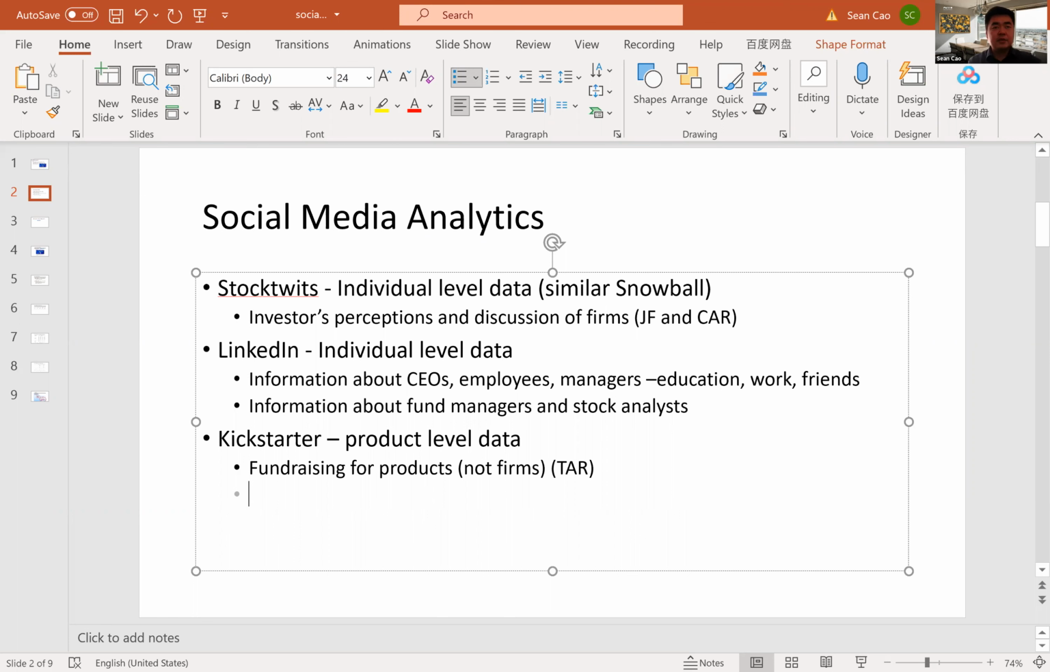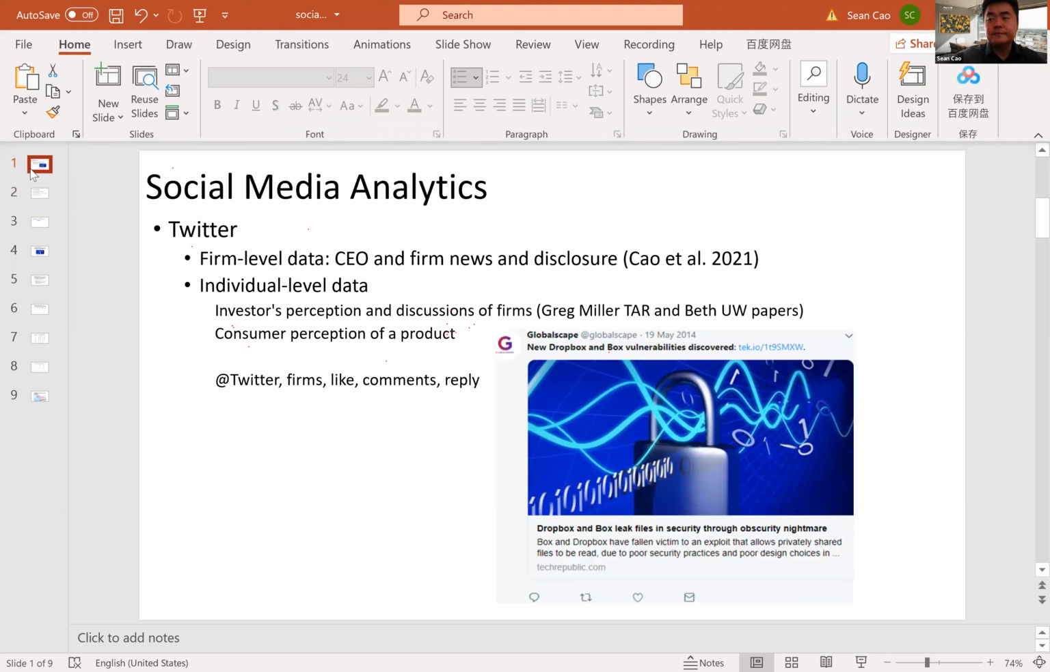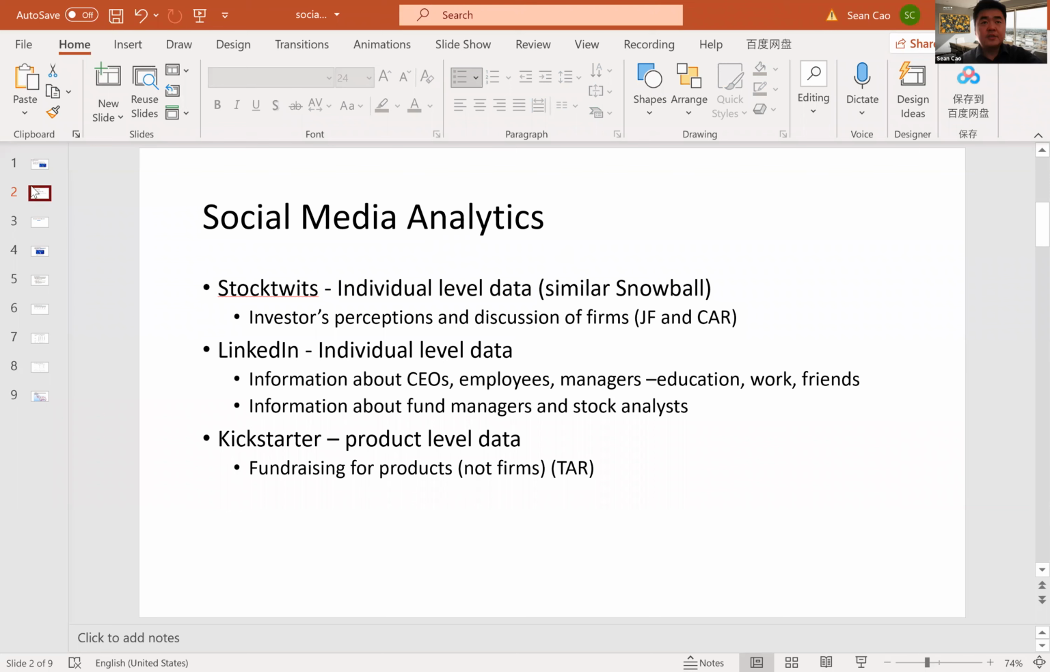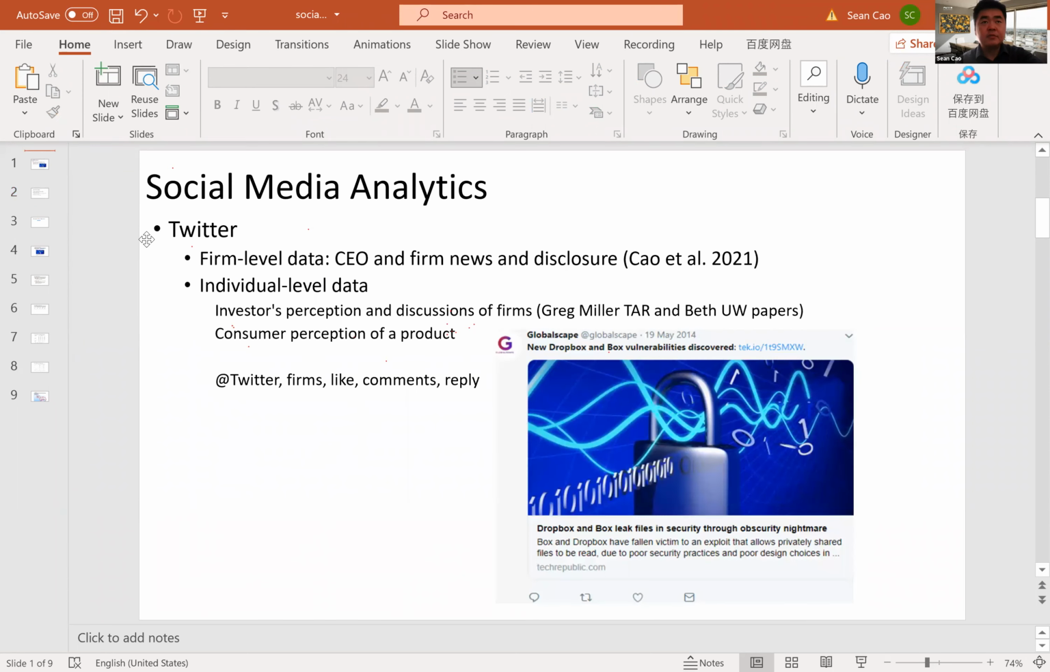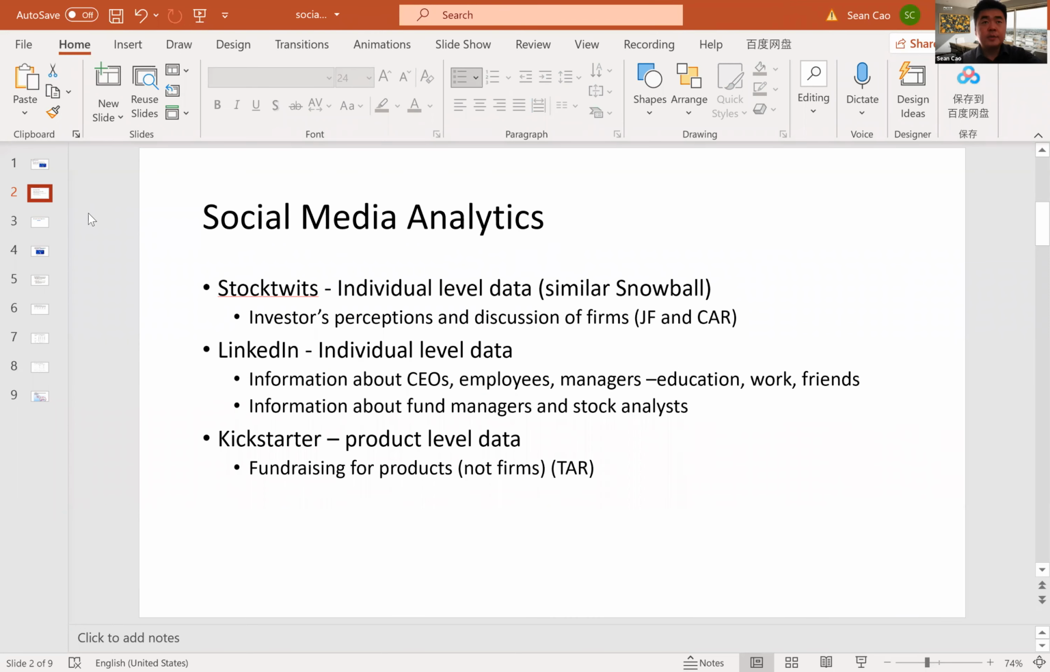So this is about the different platforms and data sets. We talk about Twitter. We talk about stock tweets. We talk about LinkedIn. We talk about Kickstarter. Like I said, three objectives. What's this data about?